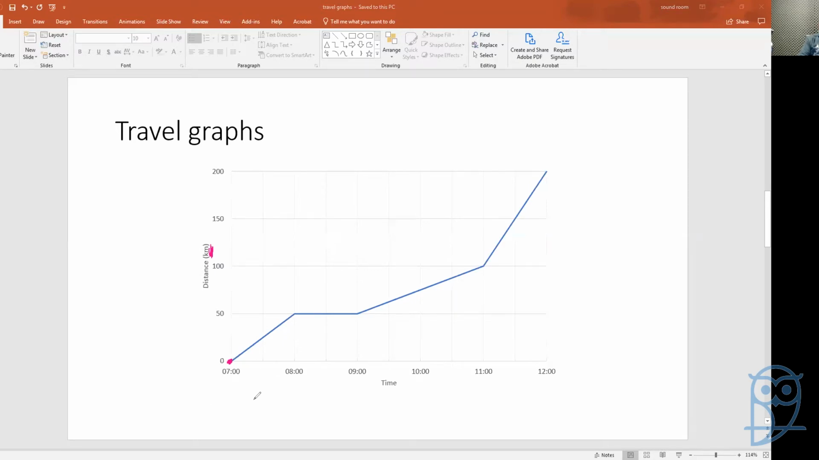How far do they travel in the first hour? Well, that's the first hour over there. So I need to measure up to here. Well, that is 50 kilometers. Great.